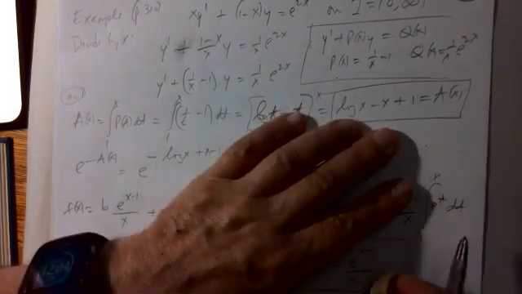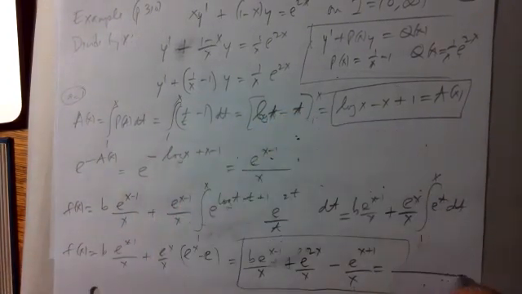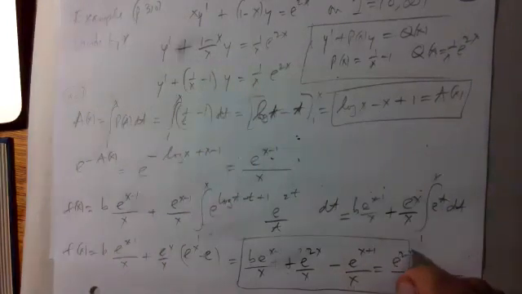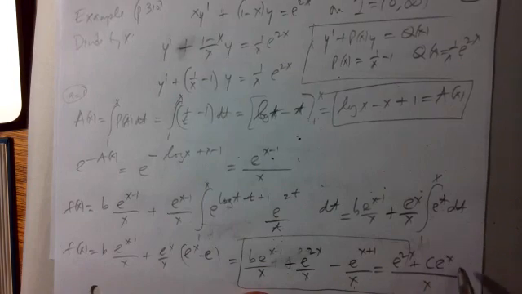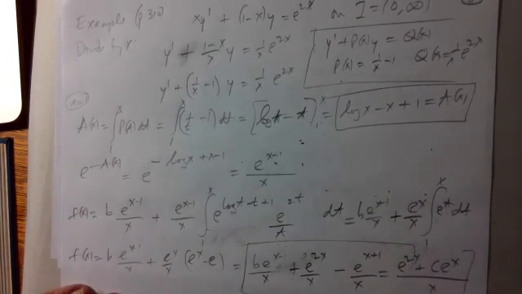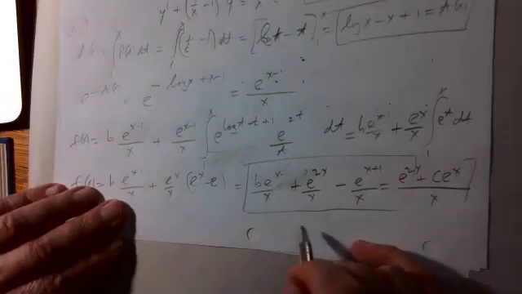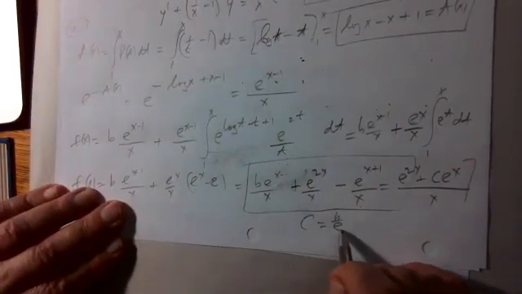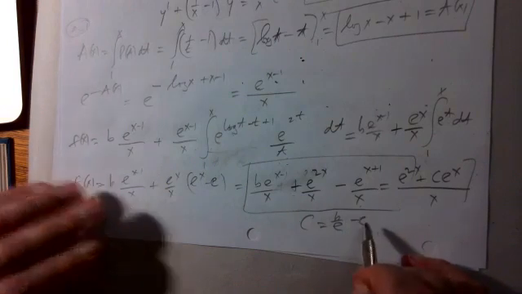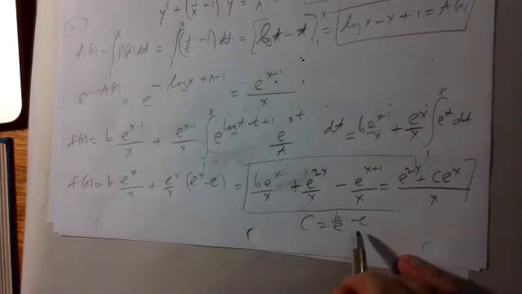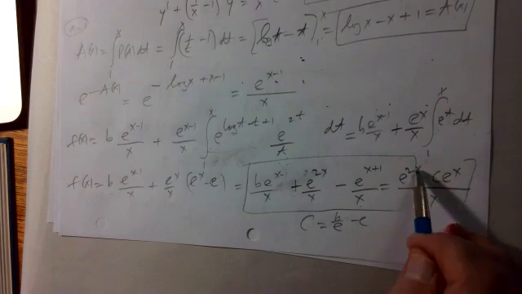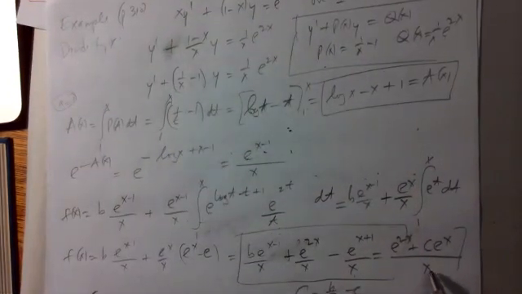You could also, if you like, write this all over a common denominator of x. I have e to the 2x, and then I have some constant times e to the x, where my constant is equal to b over e minus e. So the solution of this differential equation is exactly this. All right.